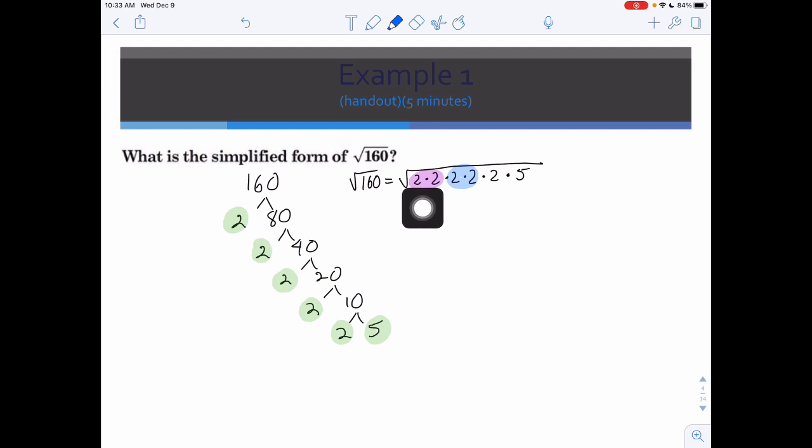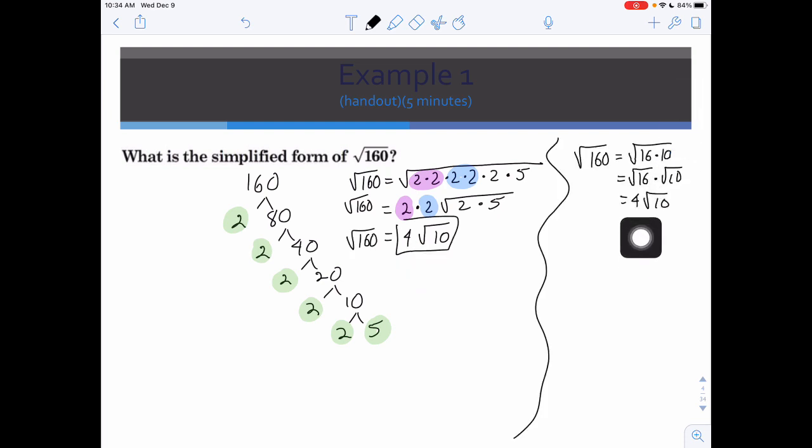Whatever you have that's being squared, you're going to take 1 out of the radical. So the way the square root works, if I have 2 times 2, I can take 1 2 out from that 2 times 2. I have 2 times 2 again, so I can take 1 2 out. Notice I only took 1 purple 2 and 1 blue 2. Then whatever didn't have a pair gets stuck inside. So 2 and 5 is still inside the radical. Now we can simplify. 2 times 2 gives us 4, and 2 times 5 gives us 10. So the final answer would be 4 radical 10.